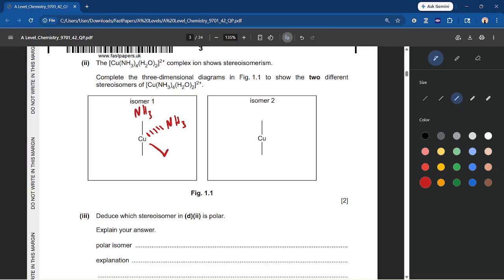You're going to draw like this. You can color that in. If you color it in, it's sort of easier to decipher for them. And NH3 over here, and then NH3 over here. And we still got 2 more water H2O bonds, so I'm going to do another one over here.